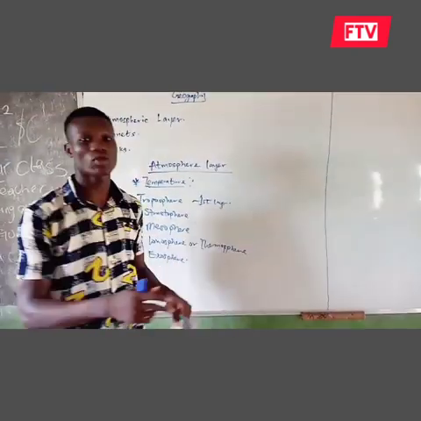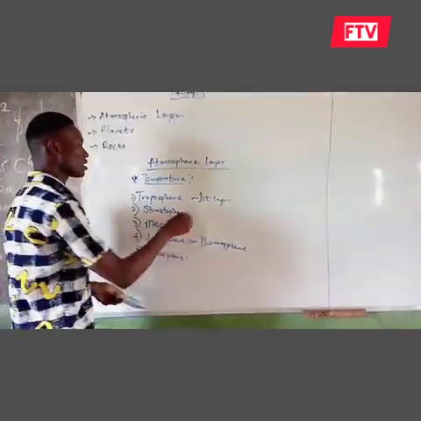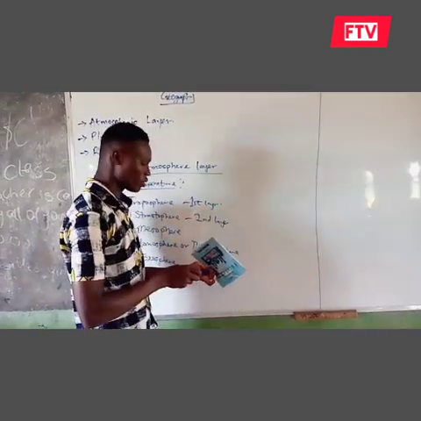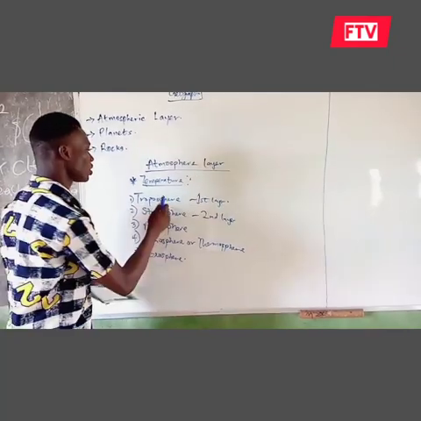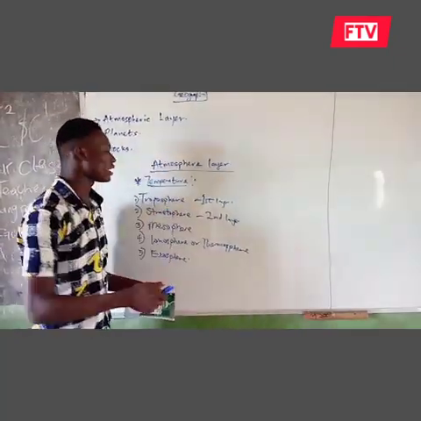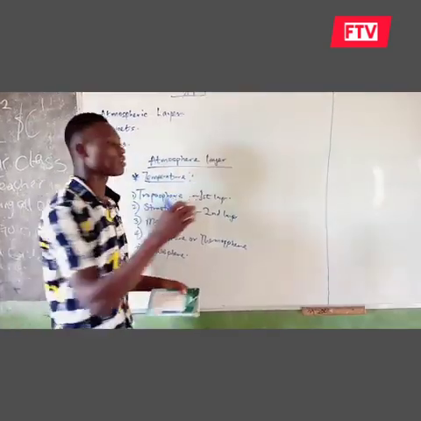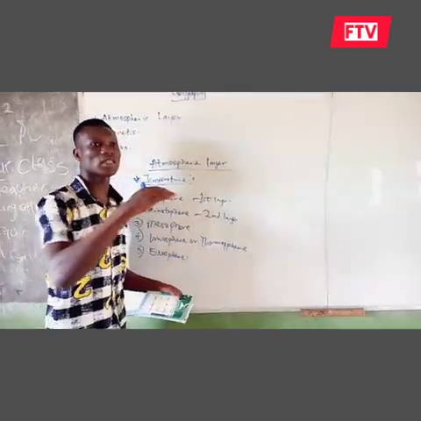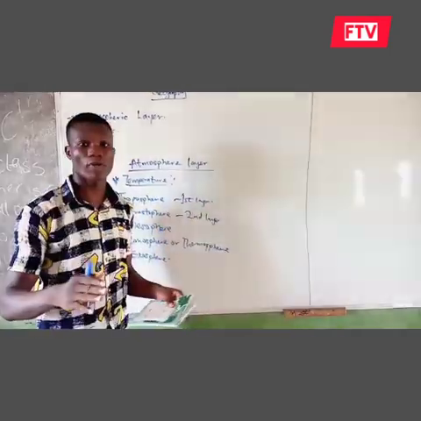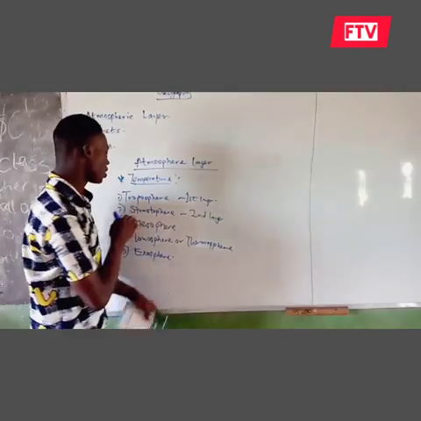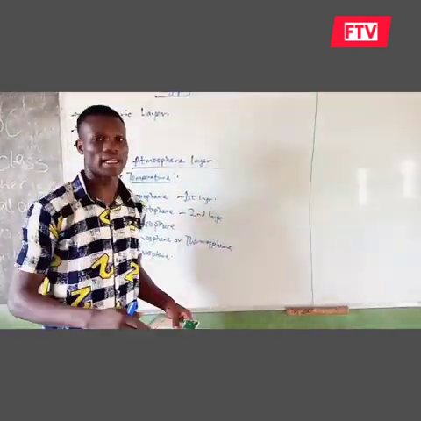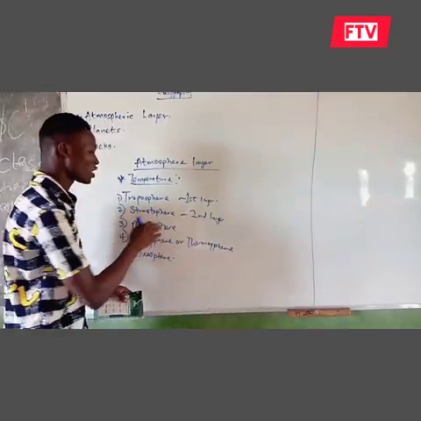Now the second one is the stratosphere. It is the second layer. It can only be found above the troposphere. The boundary at the upper part of the troposphere is called the tropopause. After the tropopause, we find the stratosphere, which is the second layer, and so on. The third layer is the mesosphere.